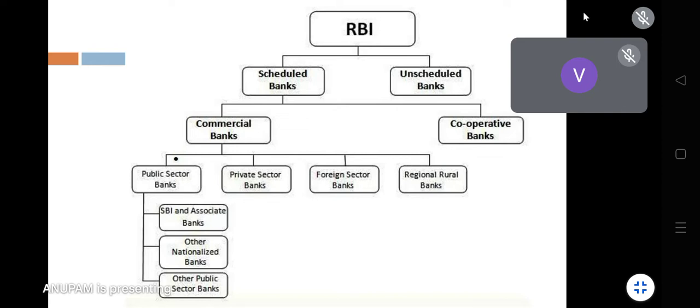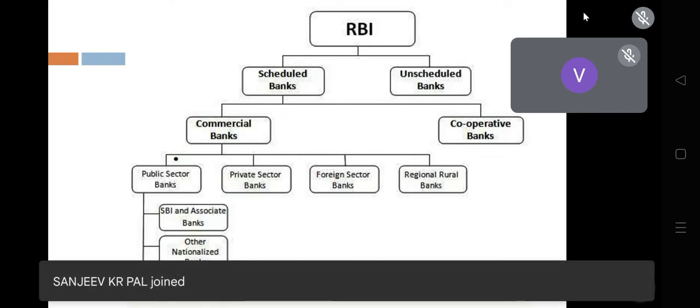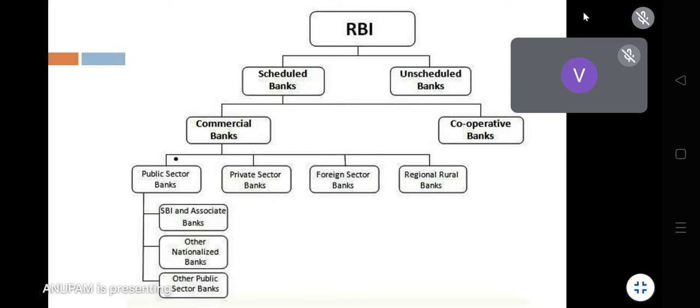So scheduled means what? Scheduled means RBI has a schedule in which it has the names of all the banks, and in that list, these unscheduled banks are not there. But their number is very less. Throughout the country, you will find around 10 to 15 banks of that sort, mostly Gramina banks. Have you heard about any Gramina bank? Can you name some Gramina bank?